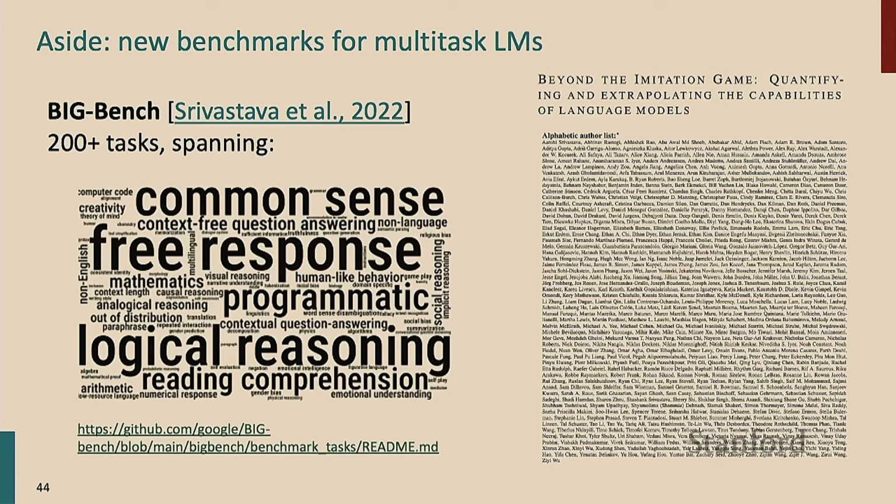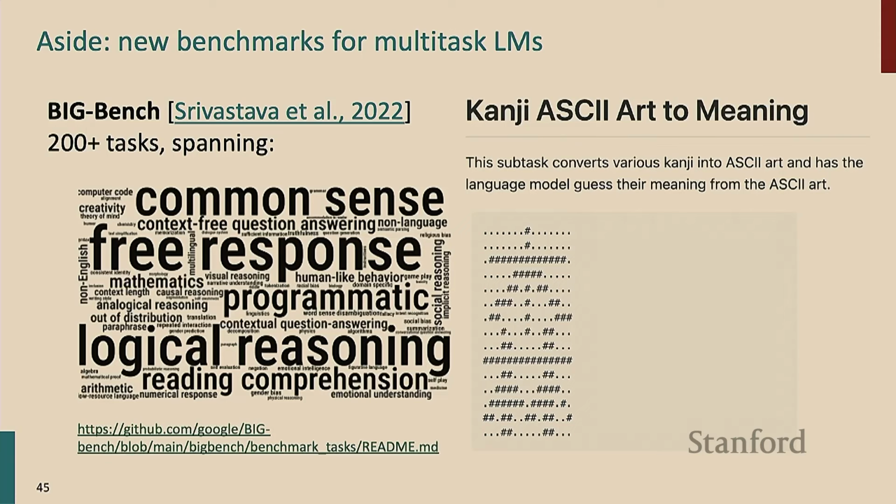Here's another example. This is the Beyond the Imitation Game benchmark, or BIG-bench. This has like 1 billion authors because it was a huge collaborative effort. And this is a word cloud of the tasks that were evaluated. And it really contains some very esoteric tasks. This is an example of one task included where, given a kanji or Japanese character in ASCII art, you need to predict the meaning of the character, right? So we're really stress testing these language models.